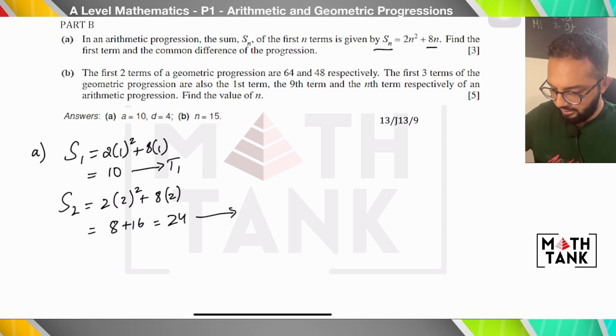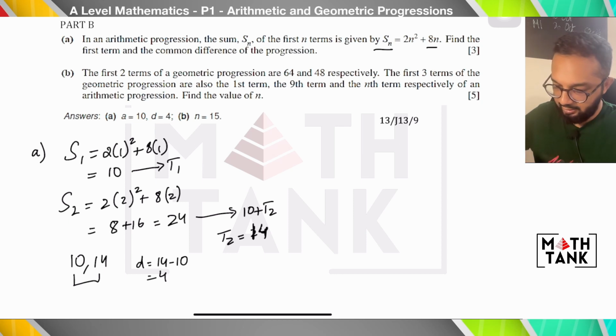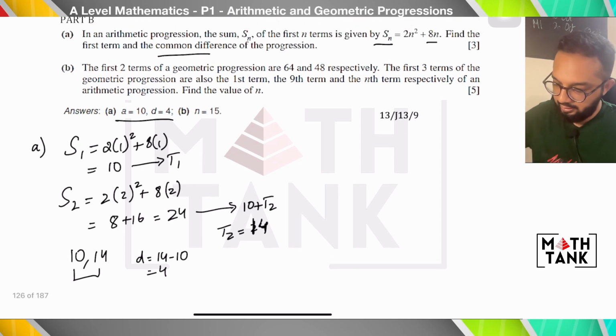So that's term 1 plus term 2. 10 plus t2. So t2 should therefore be 24. So the first term is 10. t2 should therefore be 14. Term 2 is 14. That tells you that the common difference is 14 minus 10, which is 4. Find the first term and common difference. We found both. Let's go on to part 2.